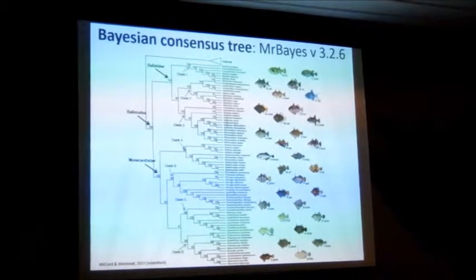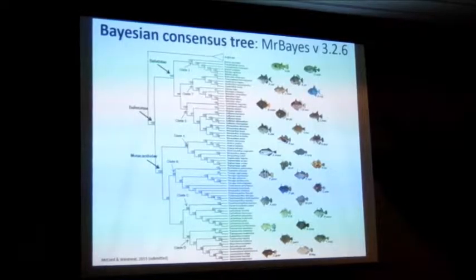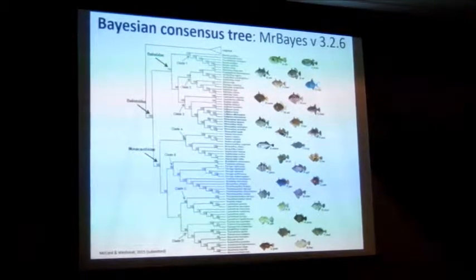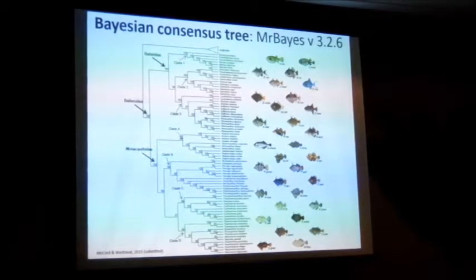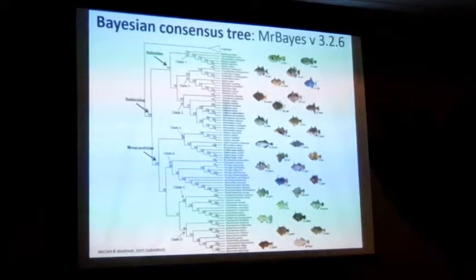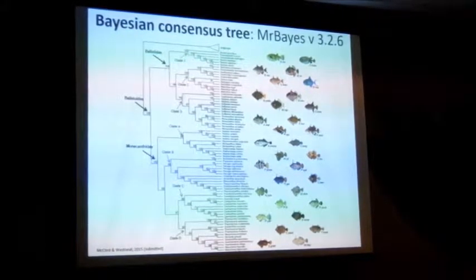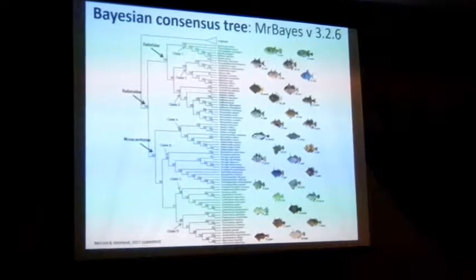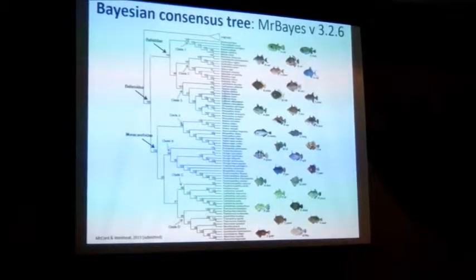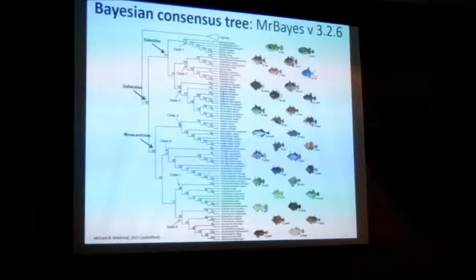So first and foremost, we are able to confirm the monophyly of the superfamily as well as both of the families that make it up. We also corroborate the long-standing sister-family relationship of these two groups. We also find good support for 3 clades within the triggerfish lineage and 4 clades within the filefish lineage.